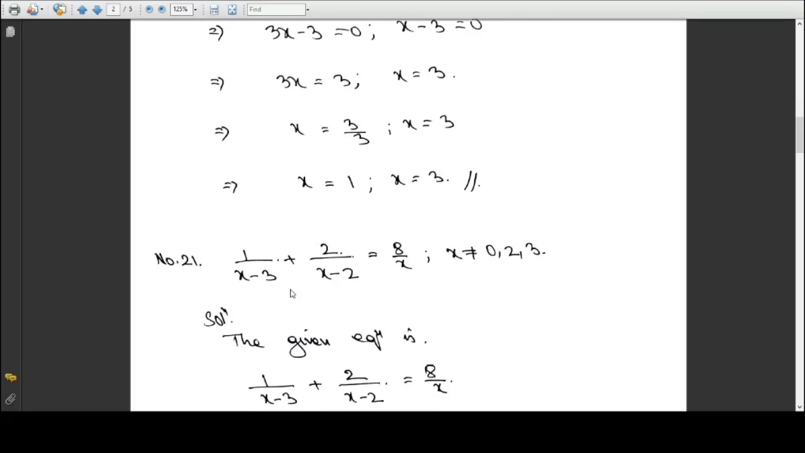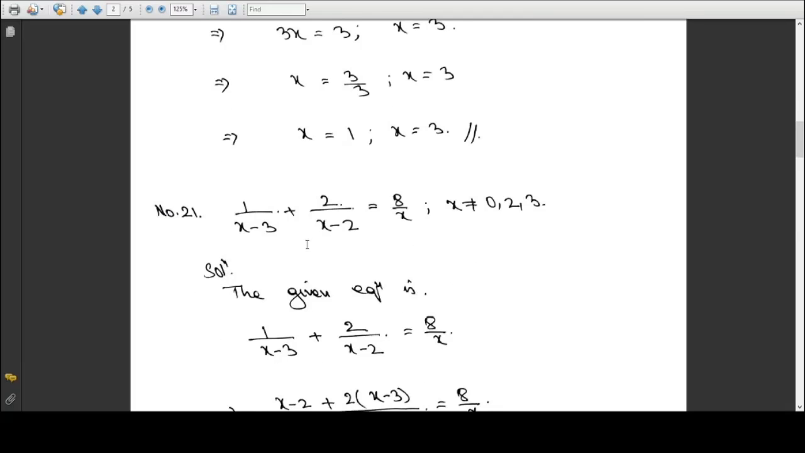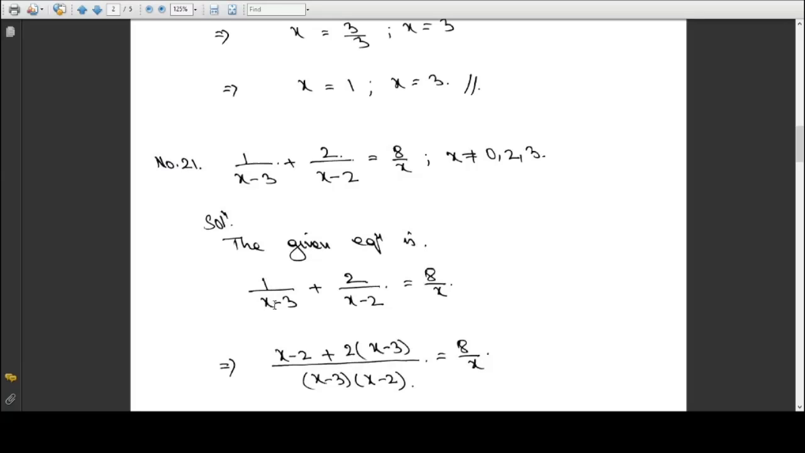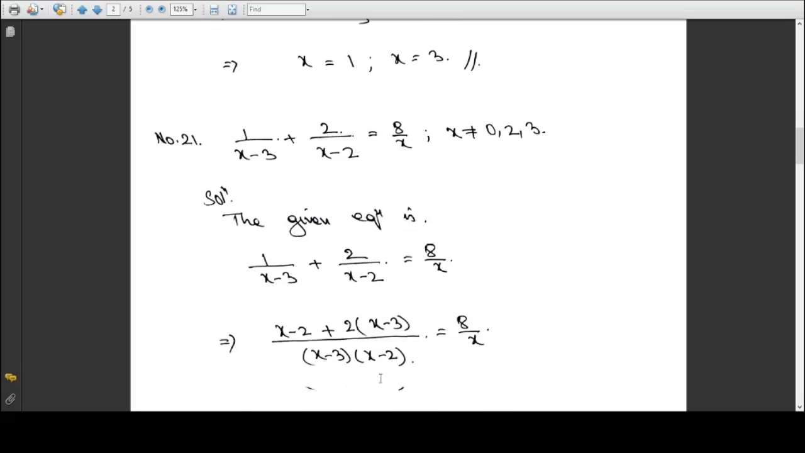Now the next number, 21. Here it is given 1 by x minus 3 plus 2 by x minus 2 equal to 8 by x. The same procedure will be followed here also. We take the LCM of the denominators x minus 3 and x minus 2, which is the product of these two. Now this LCM divided by x minus 3, the x minus 3 gets cancelled. You have x minus 2, and x minus 2 multiplied by 1 is x minus 2 itself.